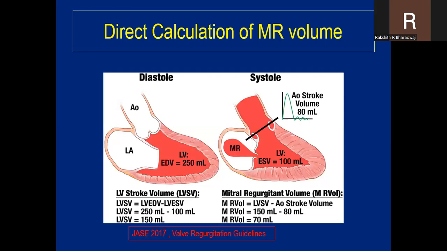You can calculate the regurgitant volume also at the same time. How to calculate a regurgitant volume is, we look at end diastolic volume in four chamber view. We look at end systolic volume in four chamber view. End diastolic minus end systolic volume gives you the stroke volume across the LV. But this LV stroke volume is not alone going to the LVOT. Where does it go? A lot of blood goes back through the mitral regurgitation. So we calculate the stroke volume across the LVOT, taking the LVOT VTI and LVOT diameter. We calculate the amount of volume going through.